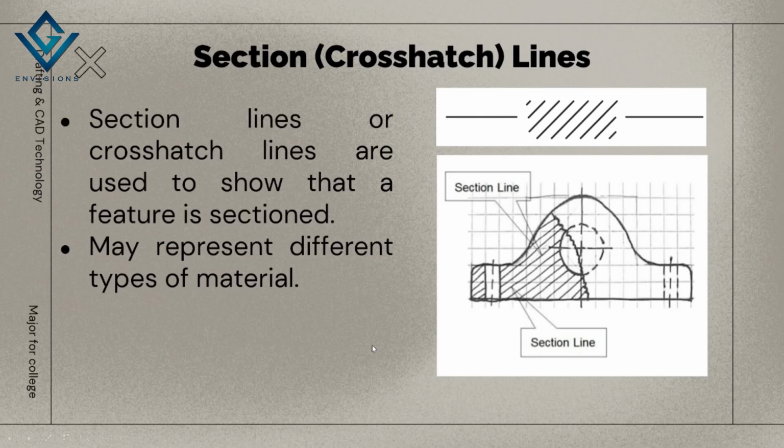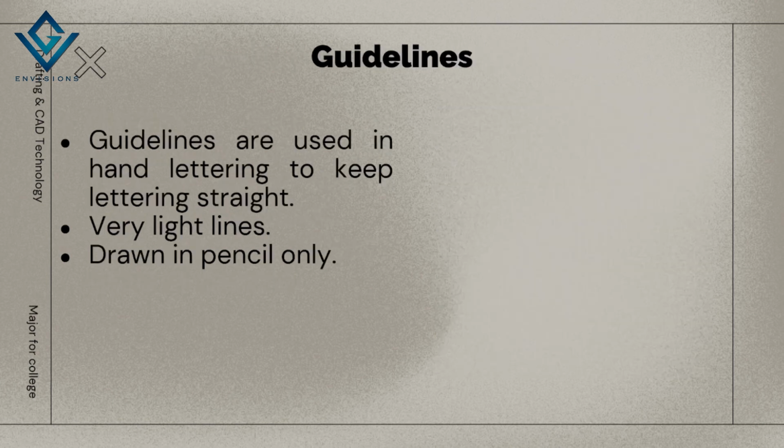We also have the section or crosshatch lines. The section lines or crosshatch are used to show that the feature is sectioned. They may represent different types of materials. For example, in your house, when you create a floor plan, usually the toilet and bath has a hatch section because it indicates that the tiles that will be used in that particular floor are different from the tiles used in the living room, bedroom, and so on. So that is the indication of the section or crosshatch lines.